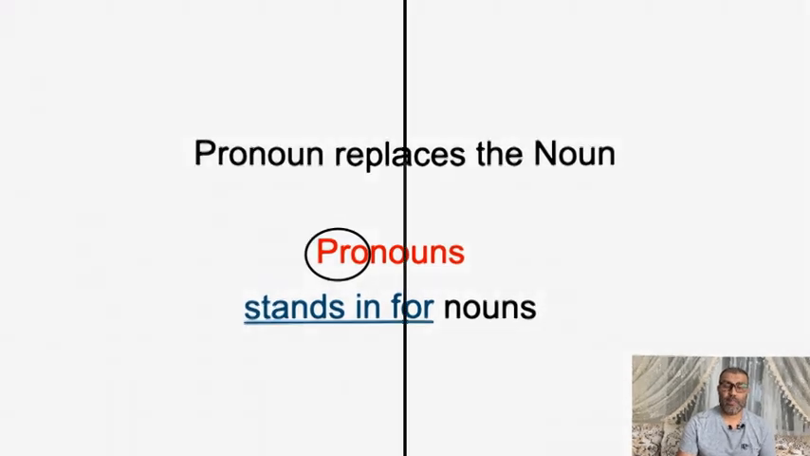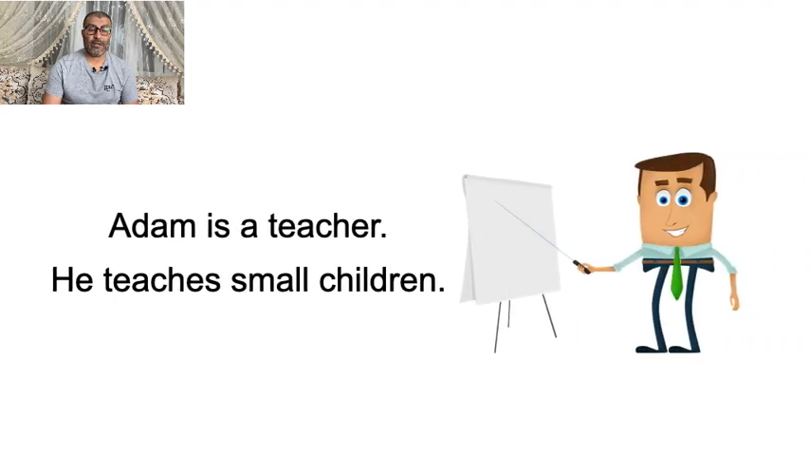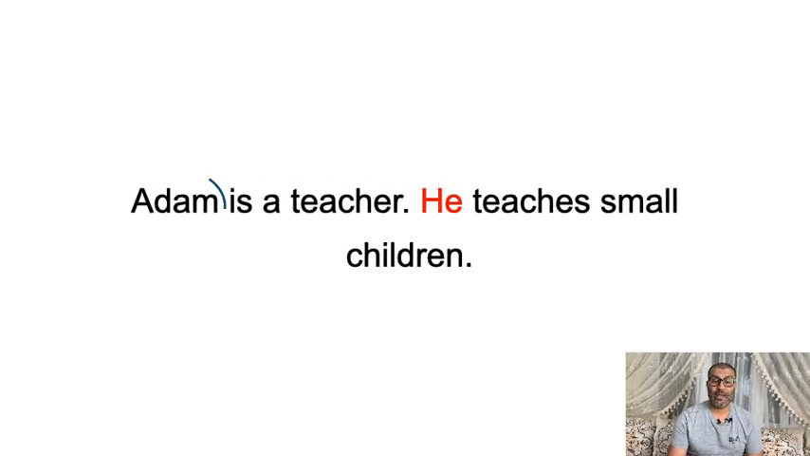Example: Adam is a teacher. He teaches small children. So Adam is the noun and he is the pronoun.